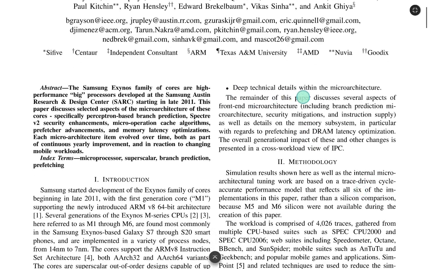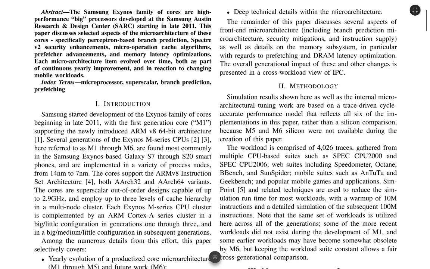The remainder of this paper discusses several aspects of the front-end microarchitecture, including branch prediction, security mitigation, and instruction supply, as well as the details of the memory subsystem, in particular with respect to prefetching and DRAM latency optimization, so that the overall generational impact of these and other changes is presented in a cross-workload view of IPC.